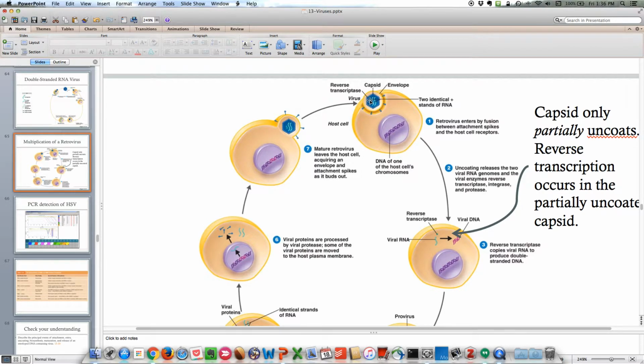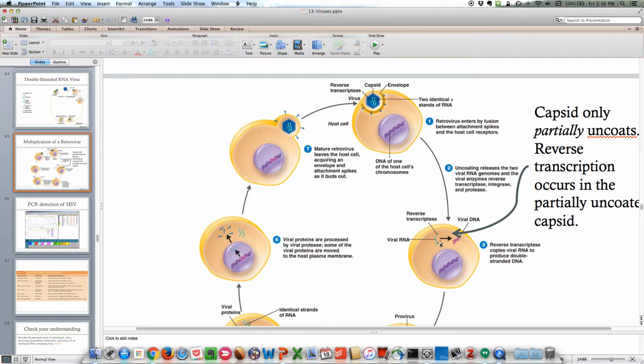But there's an enzyme that's packaged in the virus capsid, and this reverse transcriptase is going to reverse transcribe RNA back into DNA. And so this was considered heresy when it was first suggested that we could actually make DNA from RNA, but it was later proven to be true experimentally through numerous experiments, and resulted in the Nobel Prize for the people who discovered it.